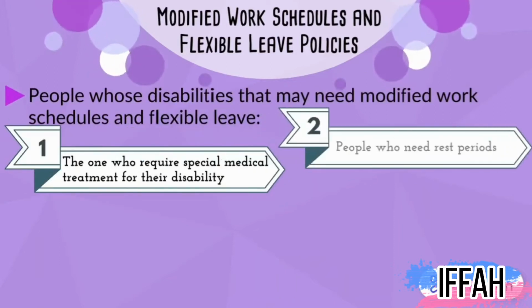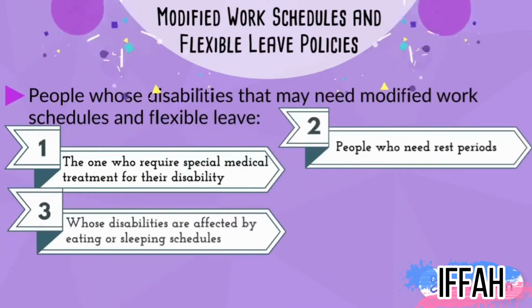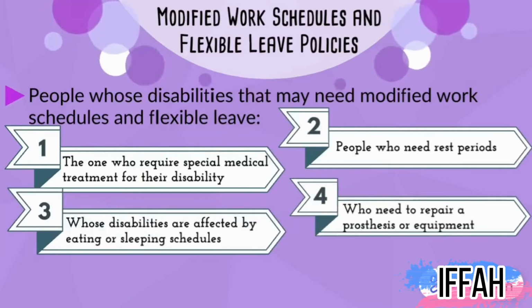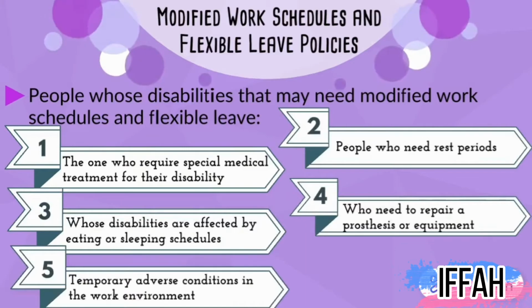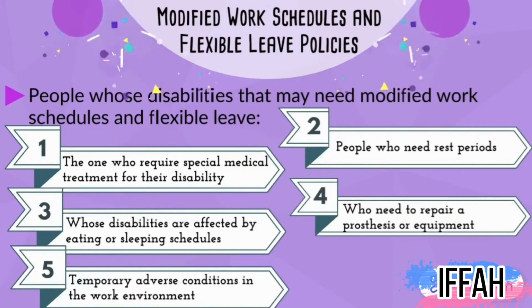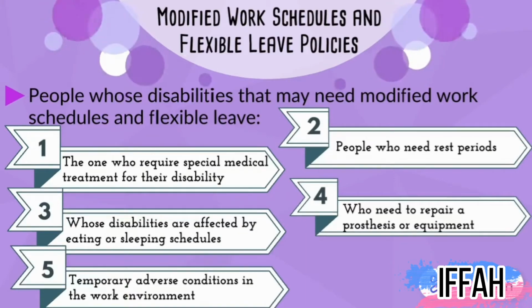People with disability that may need modified work schedule and flexible leave. First, the one who requires special medical treatment for their disability. Second, people who need rest periods. Third, those whose disabilities are affected by eating or sleeping schedule. Fourth, those who need to repair a prosthesis or equipment. Fifth, temporary adverse conditions in the work environment.